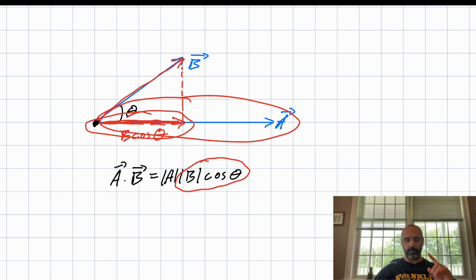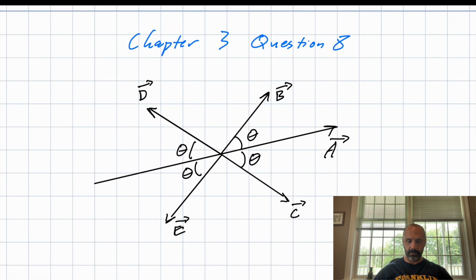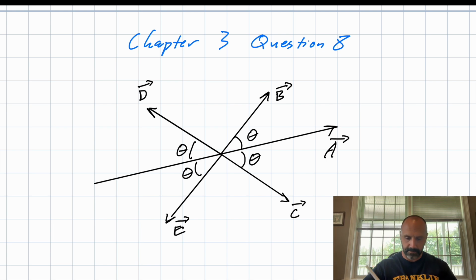Okay. So with that in mind, let's take a look at Chapter 3, Question 8. The first question is asking which of those four vectors have the same dot product with A. Well, if we think of it in terms of A B cosine theta, A C cosine theta, etc., which of these have the same projection onto A?